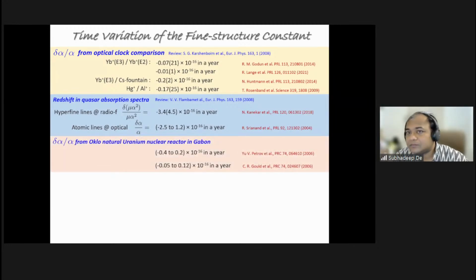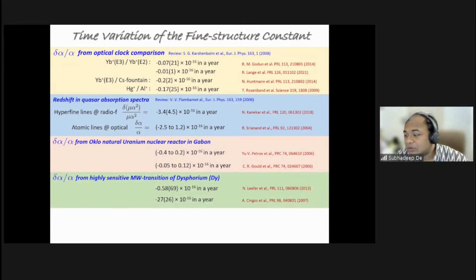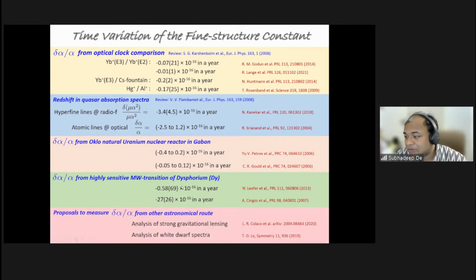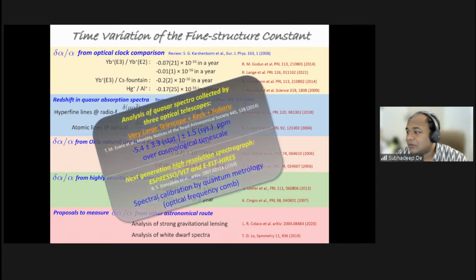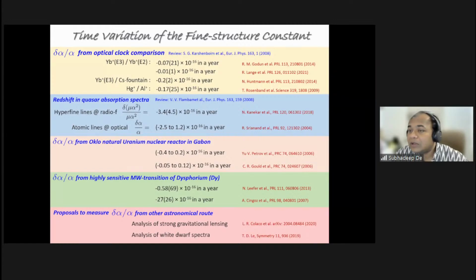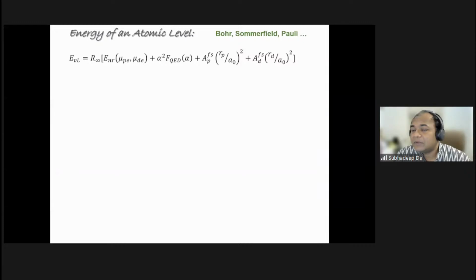The Oklo uranium mine gave a value on the order of 10 to the power minus 17. The dysprosium experiment gave a value on the order of 10 to the power minus 16. There are also other proposed methods. As you see, so far the optical clock comparison can measure it most accurately compared to all other methods. But as I already said, all the other methods are equally important, to get the same physics out of everything.